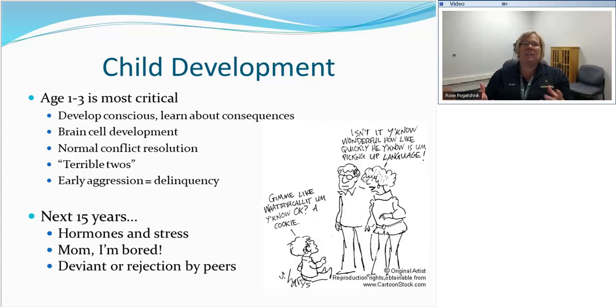Hindsight being 20/20, when we look at later delinquents, one of the commonalities that those kids have, at least what the parents say, is that they showed a lot of aggressive behavior in those early years. It certainly doesn't mean that kids who show early aggression are going to become delinquent, but in hindsight, that's one of those red flags that we can be aware of.